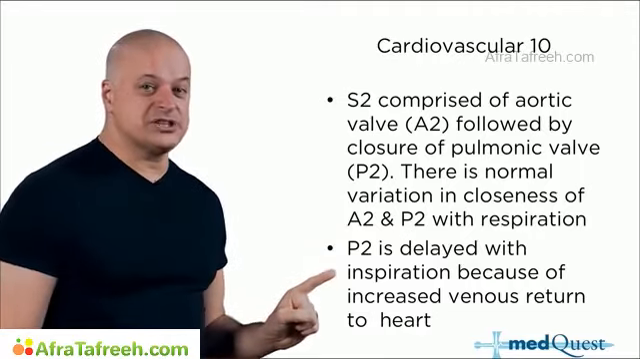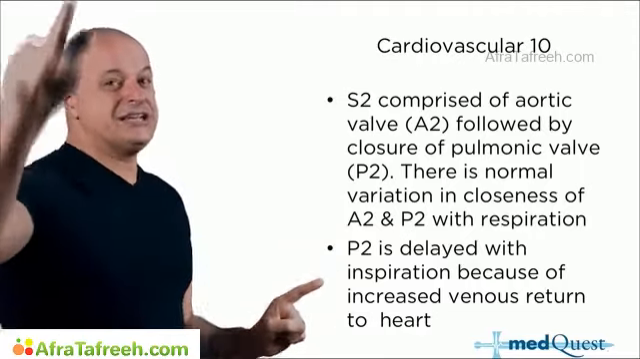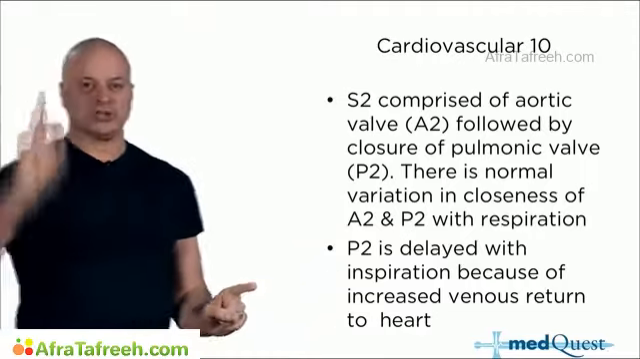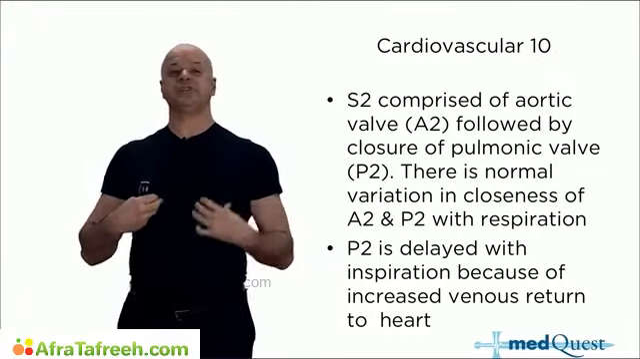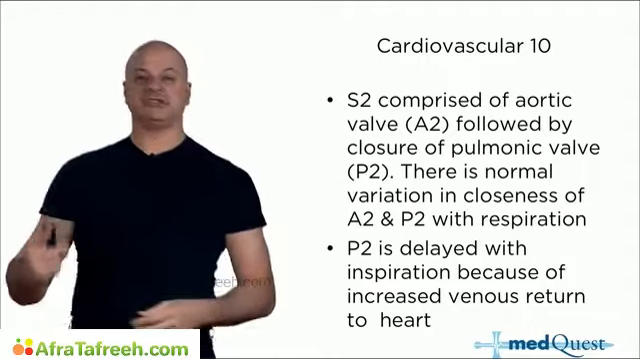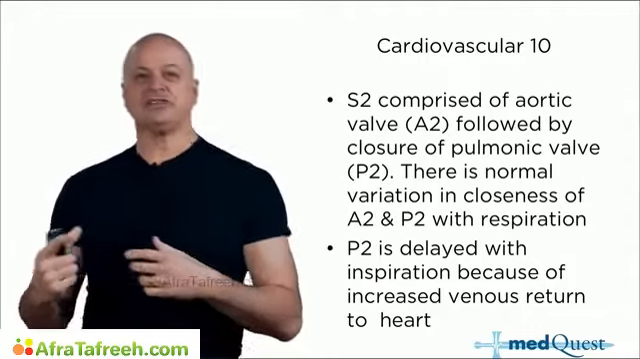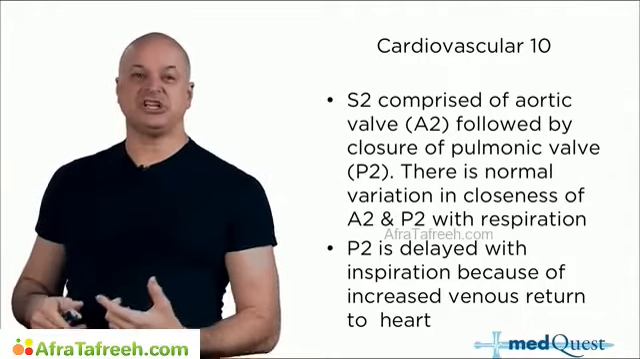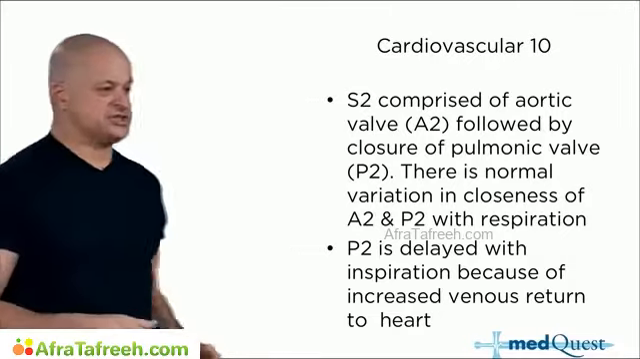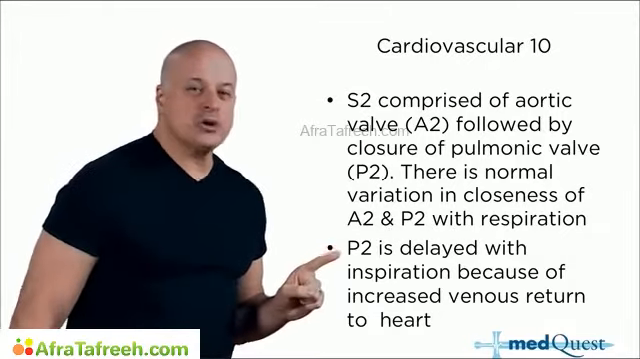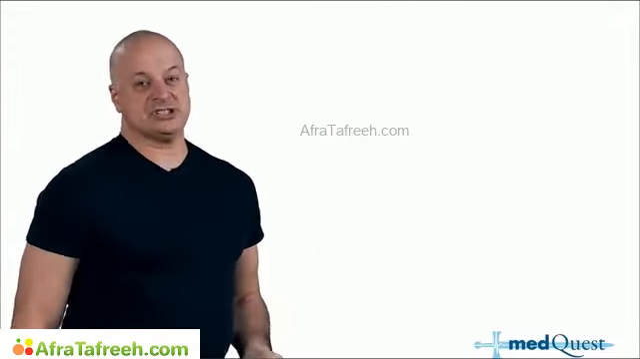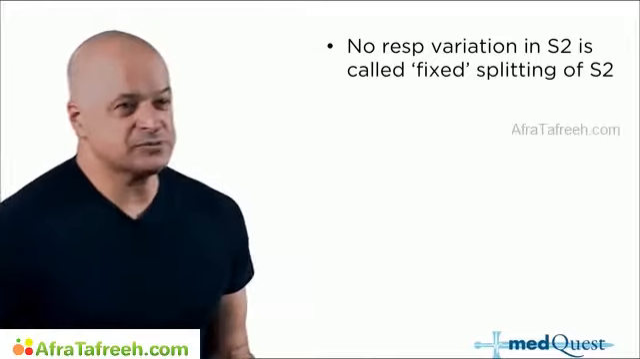P2 is delayed with inspiration because of increased venous return to the heart. When you inhale, not only does more air come into the chest, more blood comes into the chest, and that's why it should normally split, because of increased venous return.